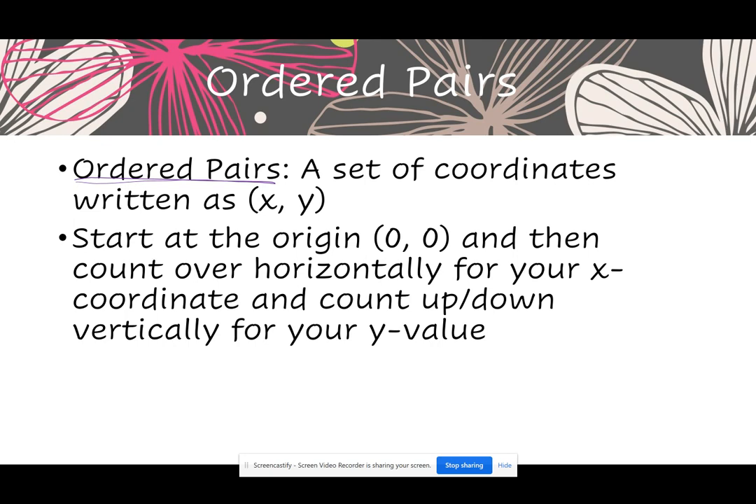So when you're looking at these, you're always going to start at the origin, which is 0, 0. So right in the middle of that graph at the two intersections. And if you have a point up here, you're going to count over horizontally first for your x value and then up vertically for your y value. Or left and down if your point was down here. Could be here, over this way, up this way. It could be anywhere, but you're always going left and right first, then up or down.